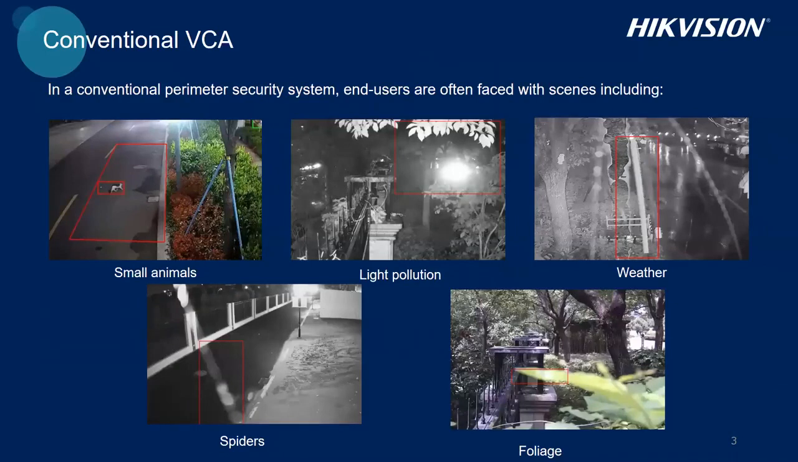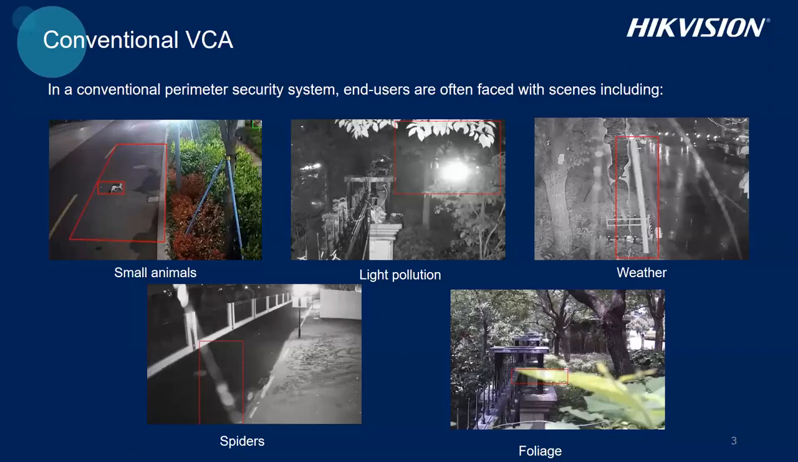So conventional VCA. So first off, why we've introduced AcuSense. AcuSense is Hikvision's way of delivering accurate content analysis on a normal or conventional perimeter security system. The end user is sometimes faced with extra objects in the field of view, such as you see here, cats. If you think of a conventional camera with basic analytics or software analytics, it's difficult for that camera's analytics to tell the difference between a genuine alarm and a false alarm.